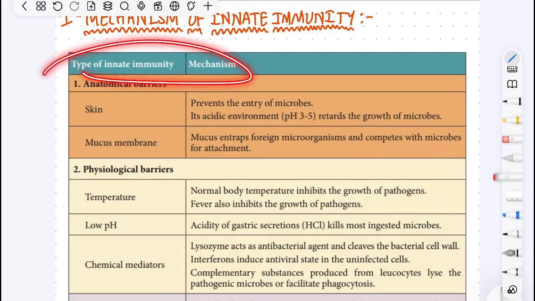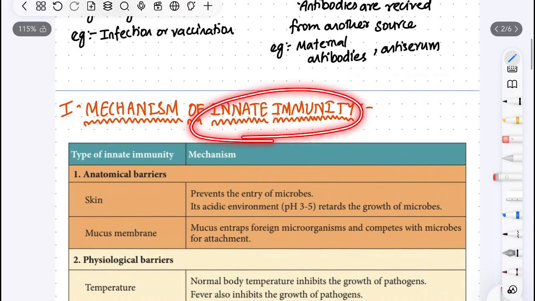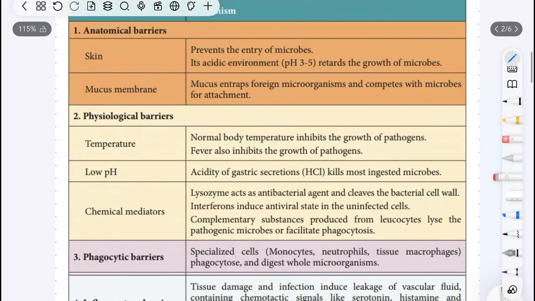See, the mechanism of innate immunity is not much asked in our exams. So we'll just have a rough idea on it. We'll not be going into the details of innate immunity. But the mechanism of acquired immunity is very much important. So for the mechanism of innate immunity, we'll just go superficially.